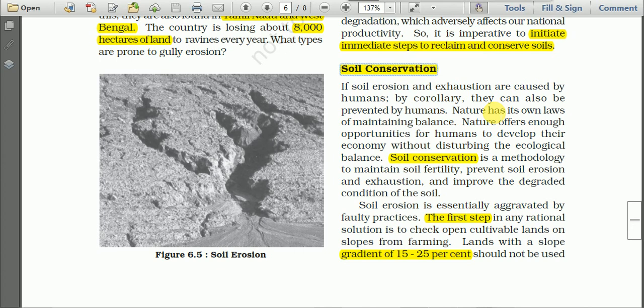If soil erosion and exhaustion are caused by humans, by corollary, they can also be prevented by human beings. In the above discussion, we have learned that in the case of India, soil erosion is mainly caused by human activities. And since soil erosion is caused by human activities, it also can be solved by human beings. Nature has its own laws of maintaining balance. Nature offers enough opportunities for humans to develop their economy without disturbing the ecological balance.